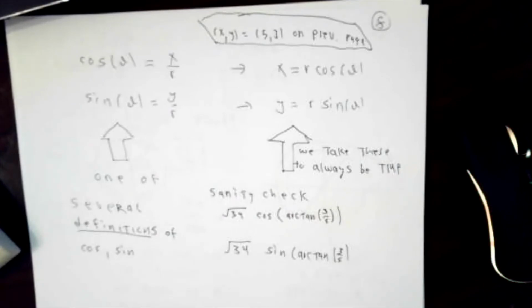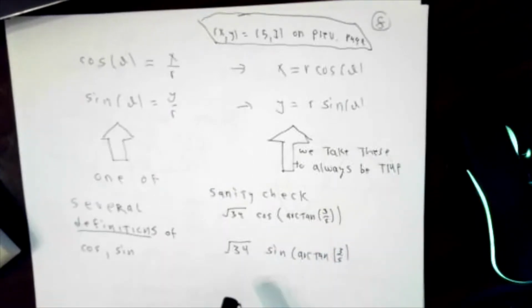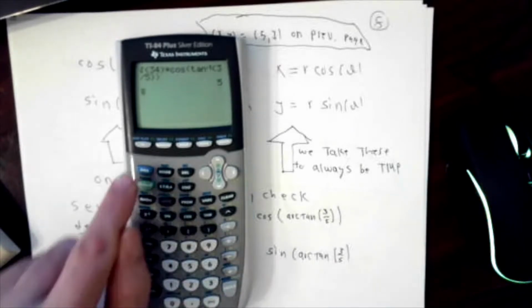As a sanity check, x is supposed to be r times cosine theta. That would be square root of 34 times cosine of theta, which I'm going to be literal about, is arctan of 3/5, and sine multiplied by the radius should give me the y-coordinate from this formula. So I'm going to calculate square root of 34 times the cosine of the inverse tan of 3/5, and I get 5 back, which is the x-coordinate, just like it's supposed to be.